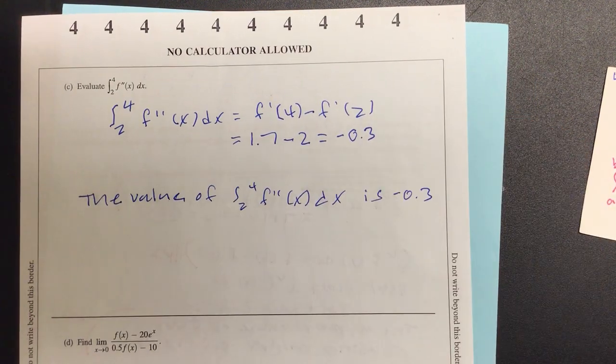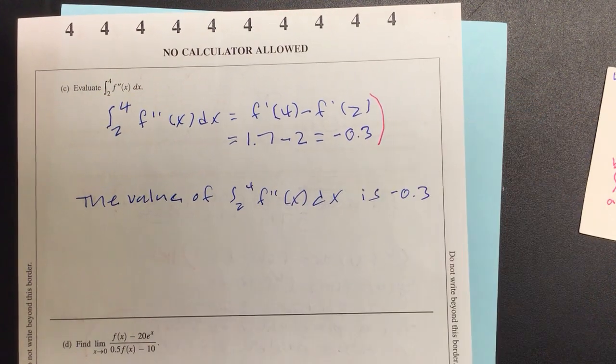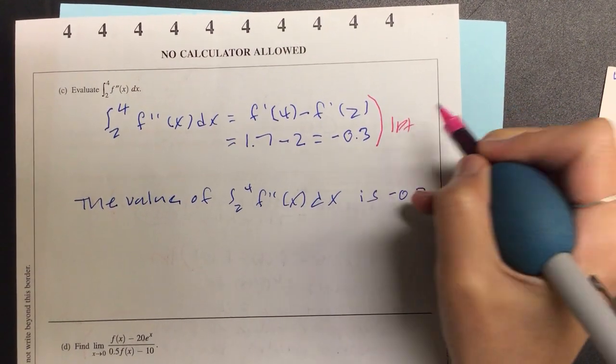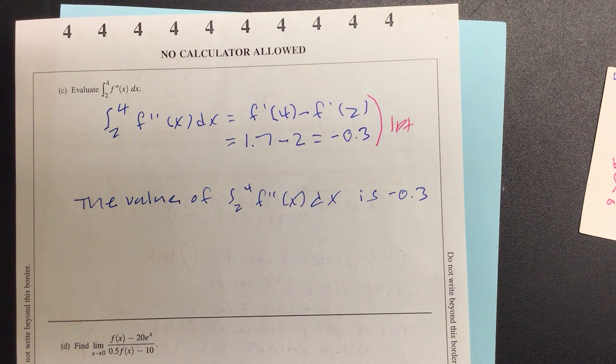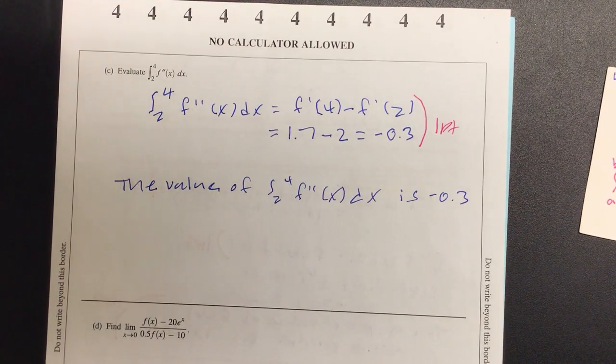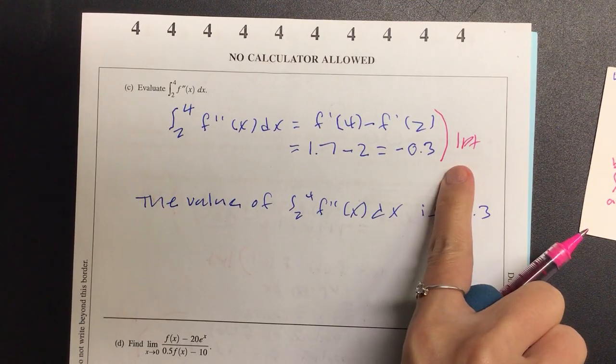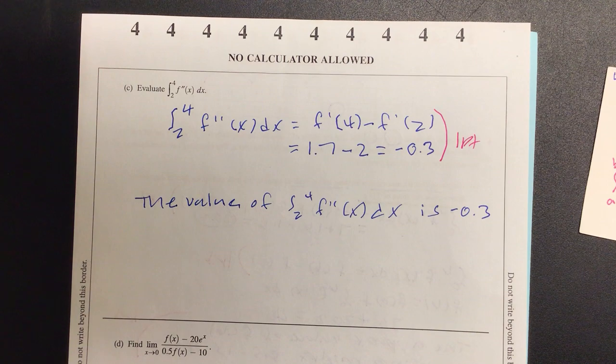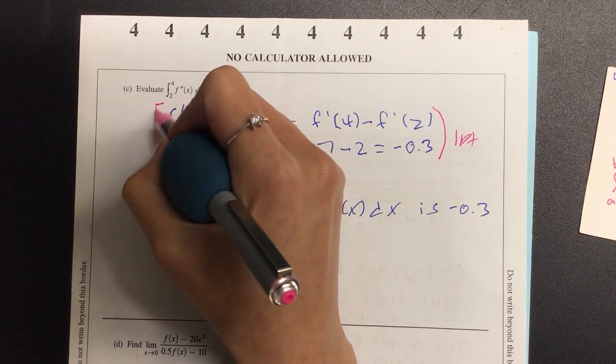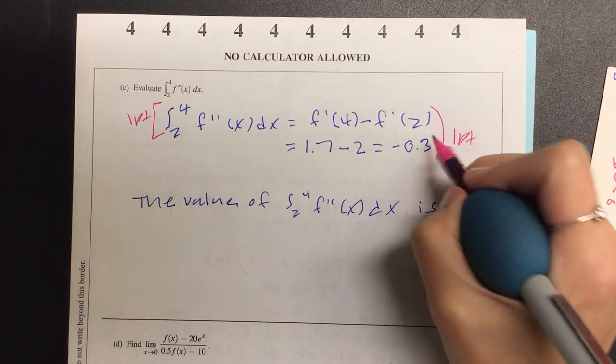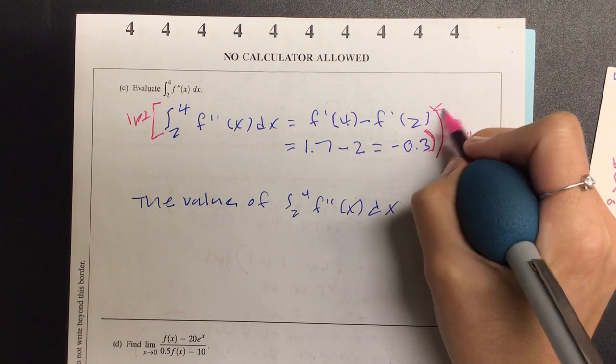So again, typically when you evaluate, you can stop right here, okay? But try to write sentences if you can. At least when they're looking for it, they're not going to say, I didn't see it, no credit. That will be 1 point, and also, oh, my bad, I did it wrong. This whole row is 1 point, and this part is another point.